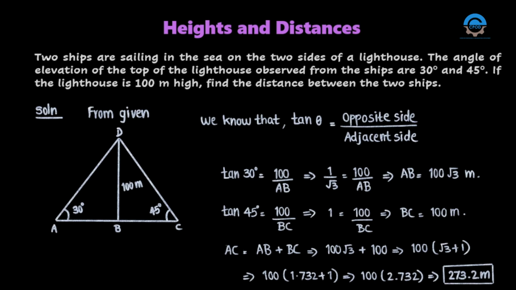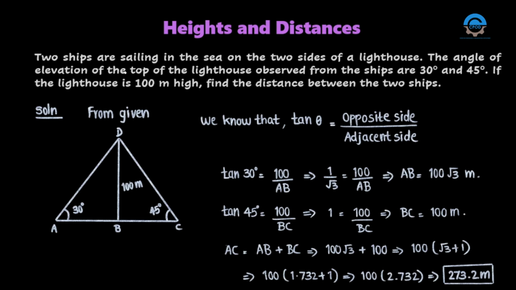Let's see our first problem. Two ships are sailing in the sea on the two sides of a lighthouse. The angle of elevation of the top of the lighthouse observed from the ships are 30 degree and 45 degree. If the lighthouse is 100 meter height, then find the distance between the two ships.